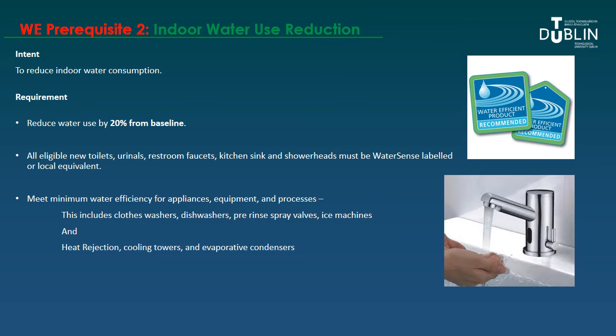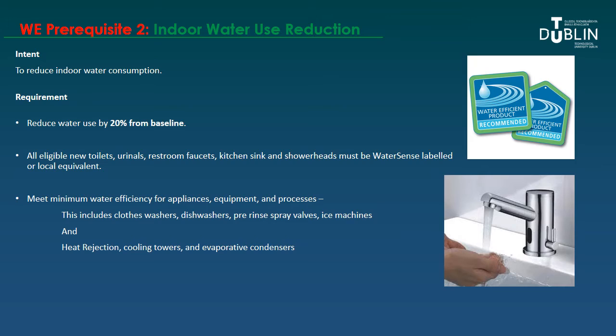So all new toilets, urinals, restroom taps or faucets, American, kitchen sinks, they need to be WaterSense labelled or whatever national or local equivalent, and that's just like, for example, aerated taps and things like that that have water efficiency measures built in. So they'd need to have, it's like a stamp, like a CE mark, it's just another label for certain appliances.